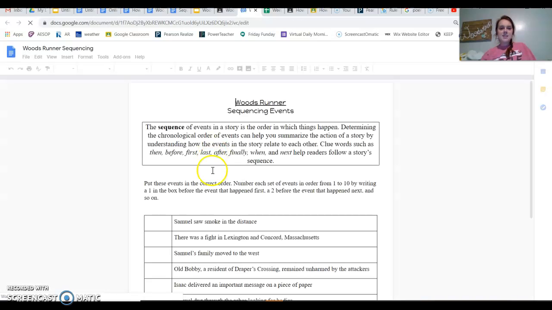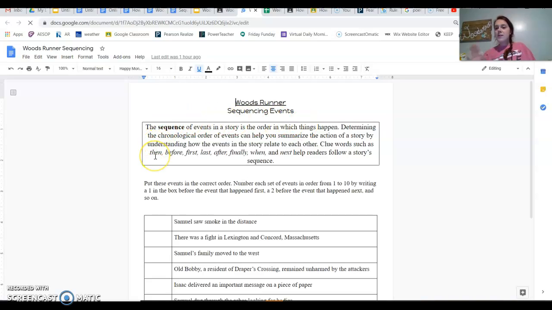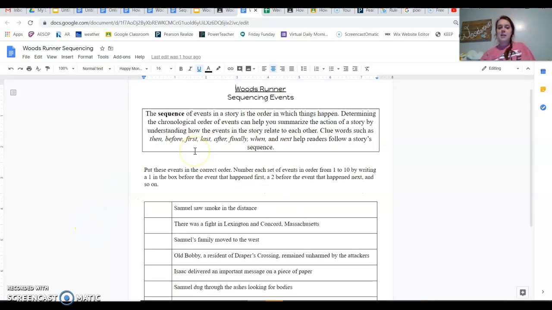It looks like this. This up here gives us just a little summary of sequence. We have talked about sequence. 5th grade, you understand it. It's one of our text structures. But this is a little reminder in case you need it.